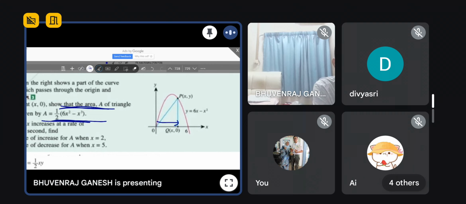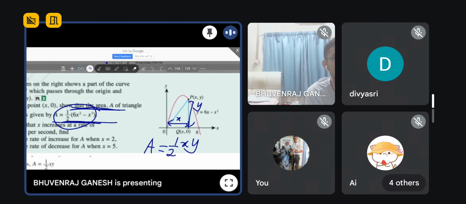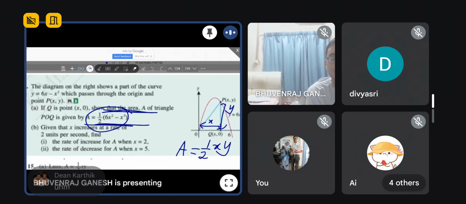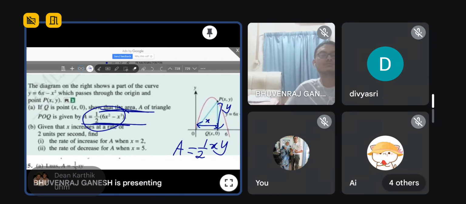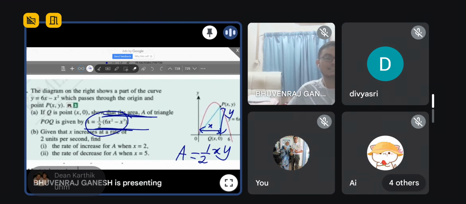The area of the triangle is very easy because it's a right angle triangle. So your base is X, your height is Y, correct? So your area is half XY. But this is not the answer yet, because if you look at the question, they don't have the Y. The Y is missing. So you must find a way to get rid of this Y. So how, guys? Can anyone tell? How can I substitute the Y if you look at the question?